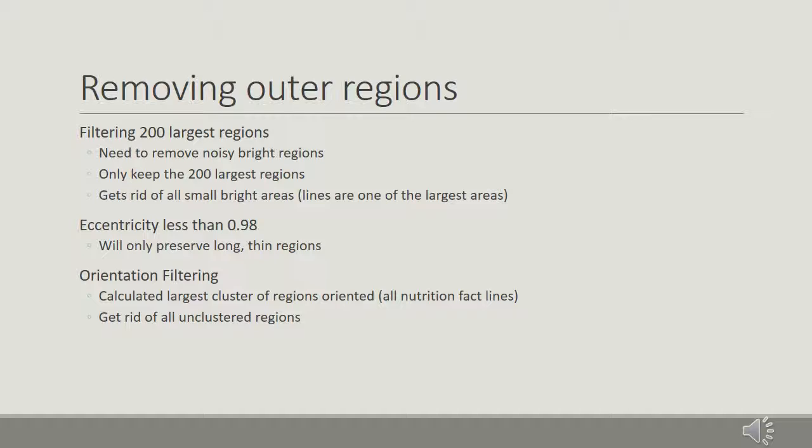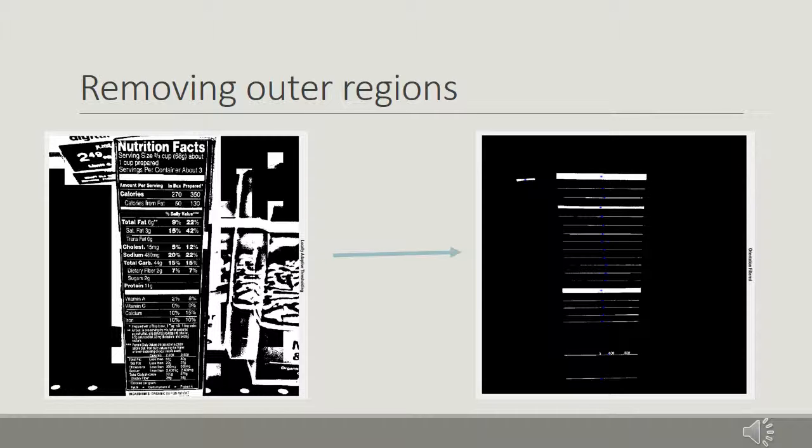Then we do something called orientation filtering. What orientation filtering does is it only preserves the largest cluster of all the elements which are mostly oriented. Now, because this nutrition table is a table, all the horizontal lines are going to be oriented to each other because they are part of the same table. So eventually, after we do orientation filtering, we are only going to see the lines which belong to the nutrition table remaining. Alright, so as you see here, this is exactly what we wanted.